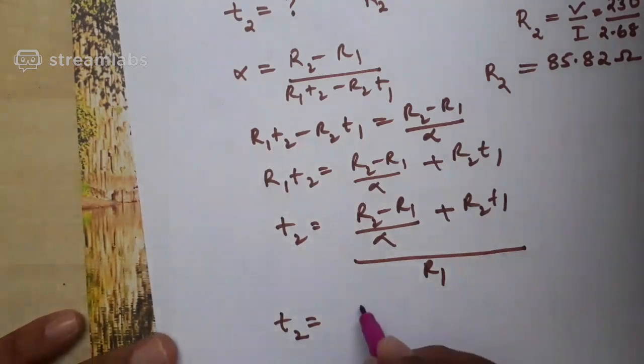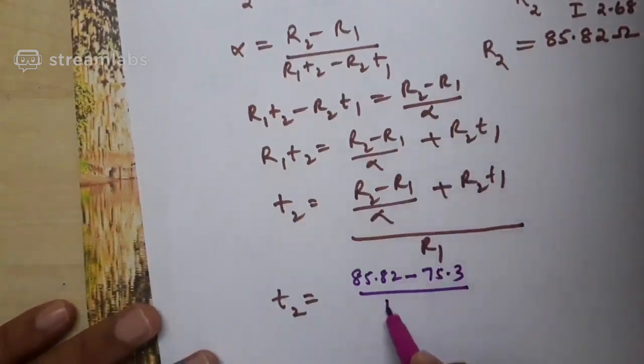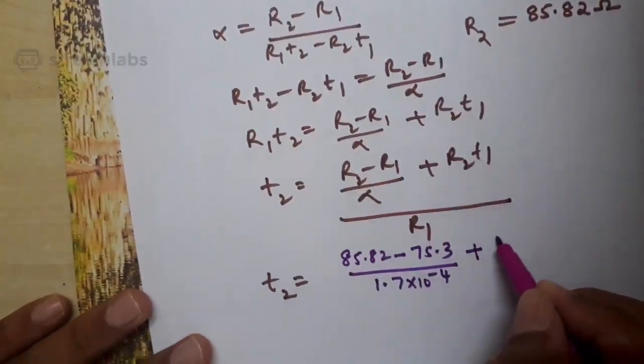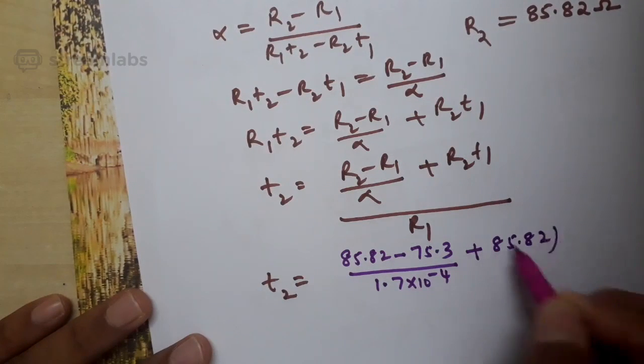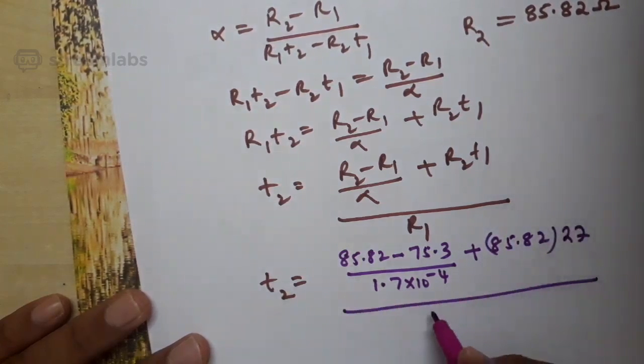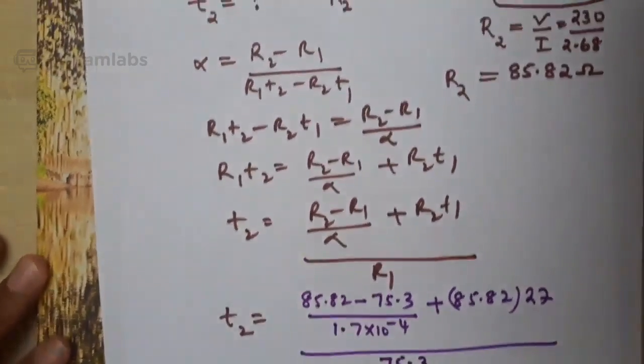Tell me what is R2? 85.82, minus R1, which is 75.3, correct? Divided by alpha, which is given as 1.7 into 10 to the power minus 4, plus R2, 85.82, into T1, which is 27, divided by R1, 75.3. I think you can complete the calculation. Please copy it and do it.